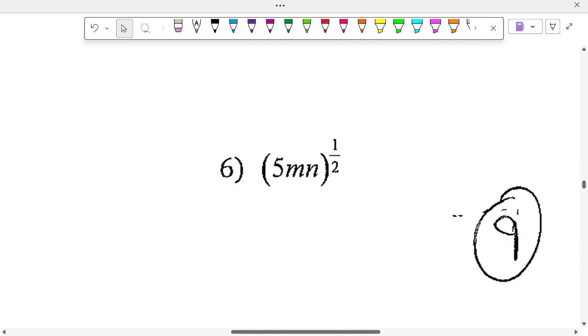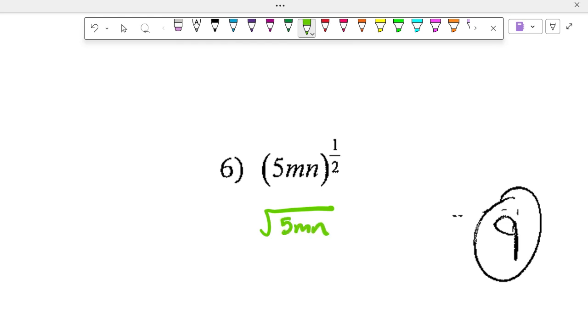What about this one? First off, what type of root do I have? We have a square root. What goes under it? 5mn. Good.